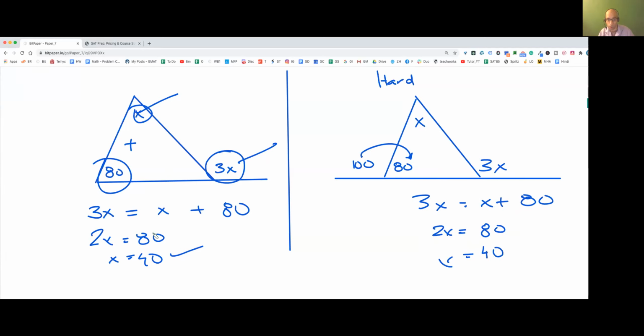So be careful. This guy over here, 3x, this 3x is equal to this x plus this guy. This external angle is equal to these two internal ones. So remember, those are important. 3x is equal to x plus 80. Same thing over here. The only difference is the 100 came in inside.